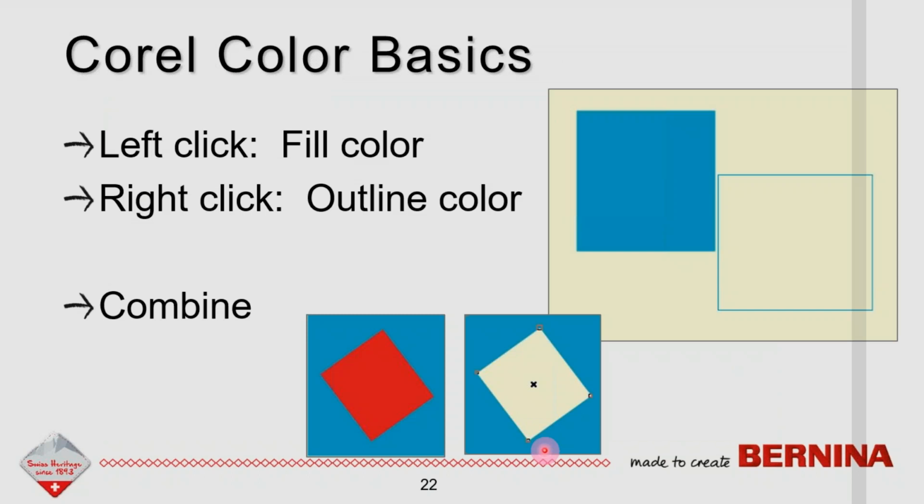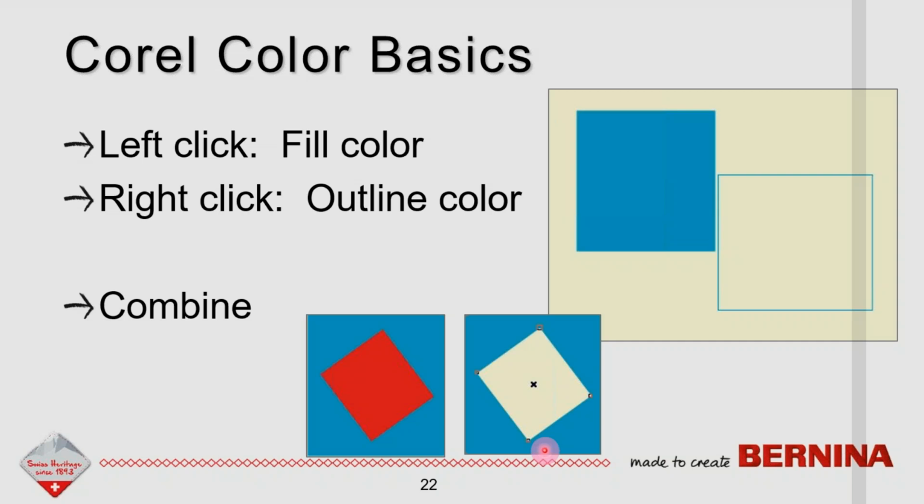Then our last handout is on Corel. Now, we've already covered in previous webinars the different things that Corel can do in terms of color. If you have an object you've drawn, you can left click and it will fill with a color. If you right click, it influences the outline color. And you can also combine colors when you're working with Corel.